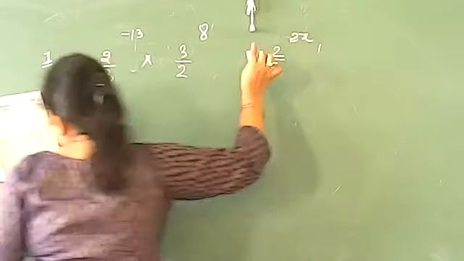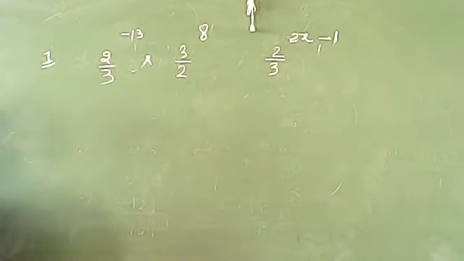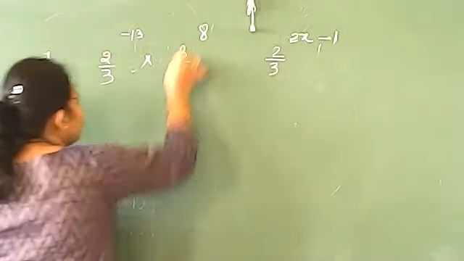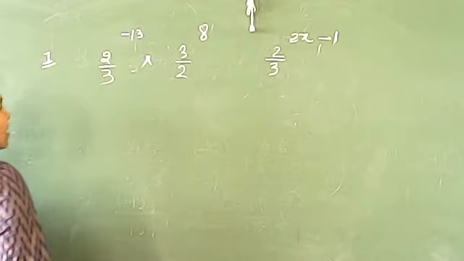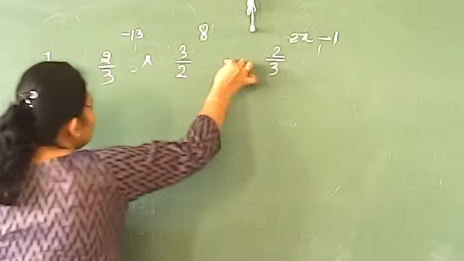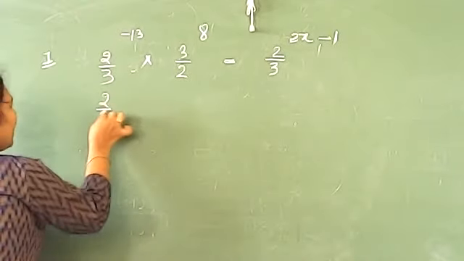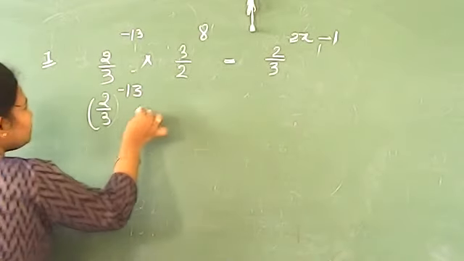So simply what can we do? If you solve this kind of question, you can see that we have 2 by 3, but here we have 3 by 2. We have to find out the value of x, and x will not be solved until your bases are the same. So we keep 2 by 3 to the power -13 as it is.